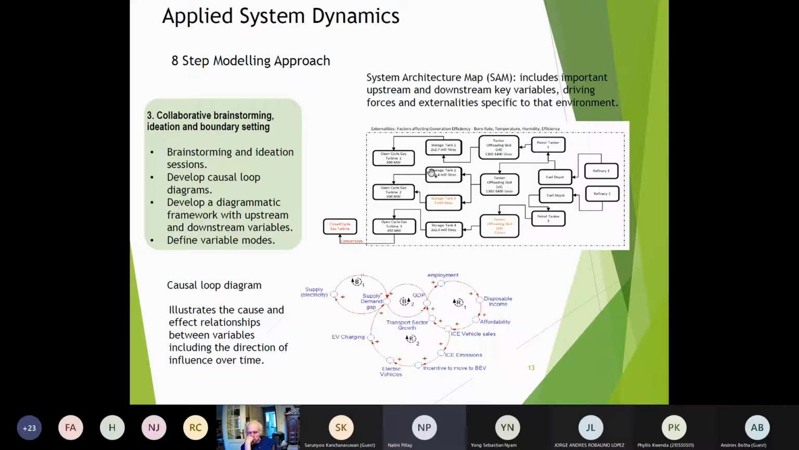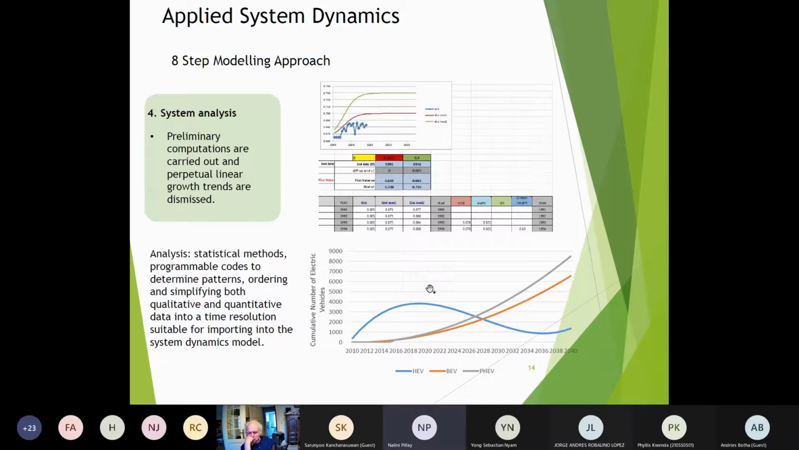Then you have what we use in our modeling steps, which we call a system architecture map. A system architecture map is very different to a causal loop diagram. With the system architecture map, you're actually looking at your upstream and downstream variables. You're looking at all of those driving forces and externalities that are affecting the environment, the specifics that you're going to be modeling.